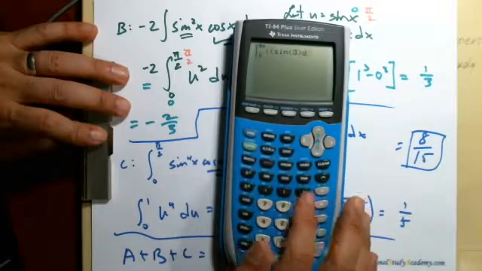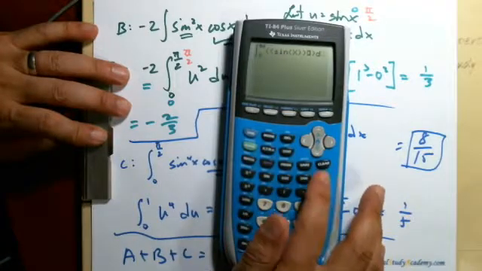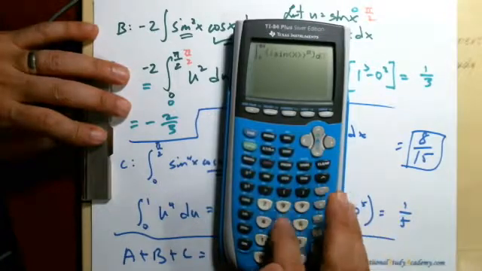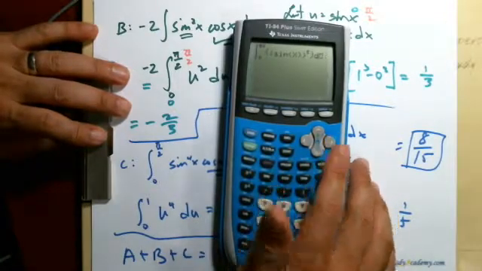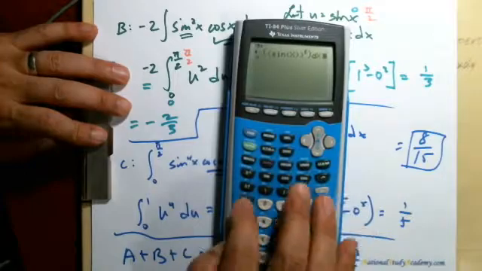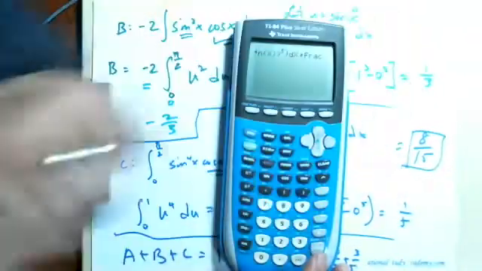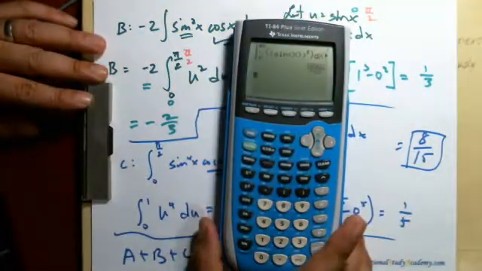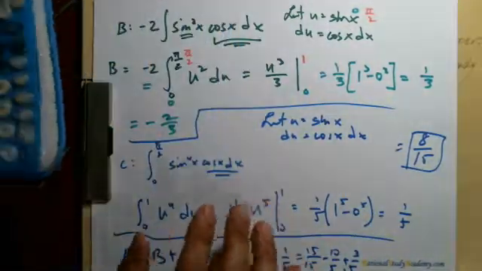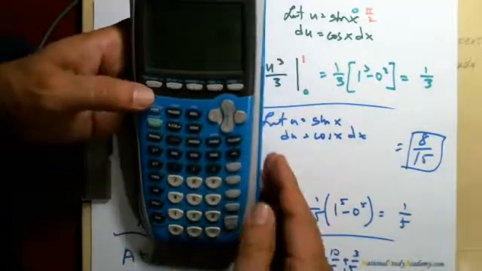Parentheses, sine of x, and parentheses to the caret key 5. And then we put dx. Then we press Math, and the default is on fraction. We go to fraction, and we should end up with 8/15. Okay, let's see. Whoops, sorry, wrong problem. I was supposed to use cosine to the 5th of x dx. So let's try that again.